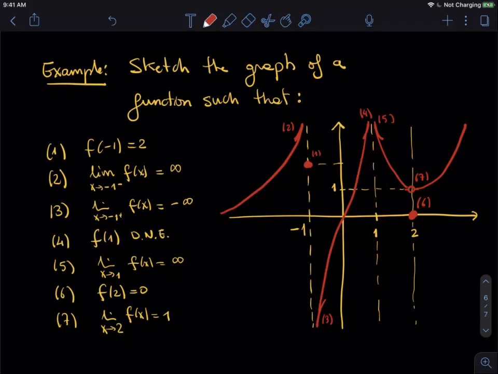Okay, so again, let's make sure all the conditions are met. So condition number 1, f of -1 equals 2, which is met. This is 2. The limit when x tends to -1 from the left is infinity, and so on. I leave for you to check. I don't want to make this video longer, but it's very important every time we finish the problem to make sure all the conditions are met.